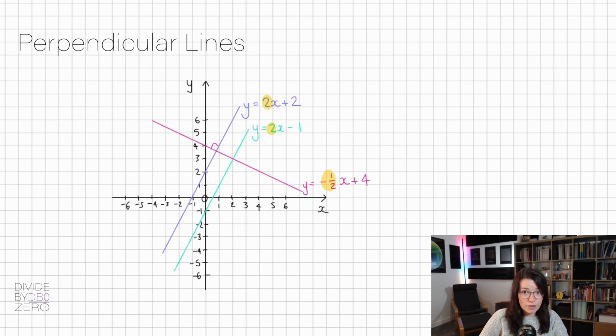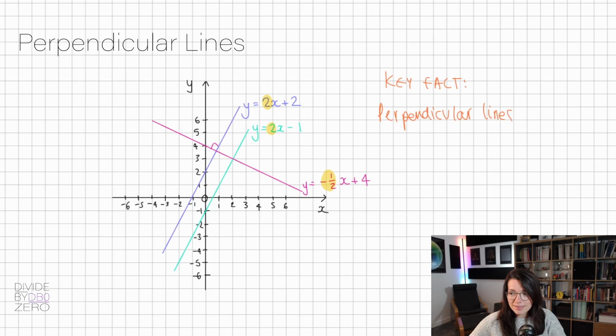What we also need to know for higher though is that perpendicular lines, lines that cross each other at a right angle, those have a special type of gradient, and hopefully you can see it's related to the 2, but in fact it's -1 over 2, and we call that the negative reciprocal. So the key fact here is that perpendicular lines have a negative reciprocal gradient.